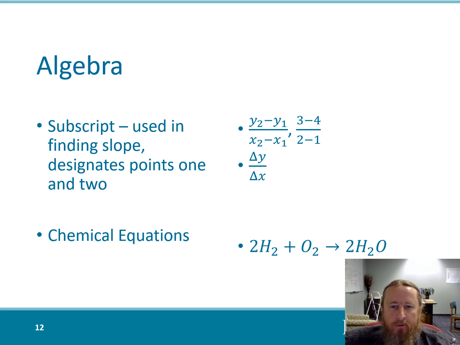Our last item we are going to talk about is subscript. Whereas exponents had the superscript, which was the letter up high, our subscript will be down low. We use this in slope, and it designates point 1 and point 2. You see y2, that is the second point. y1 comes from the first point. This is expressed as delta y over delta x, and we place our points where they go in the formula and can generate slope.